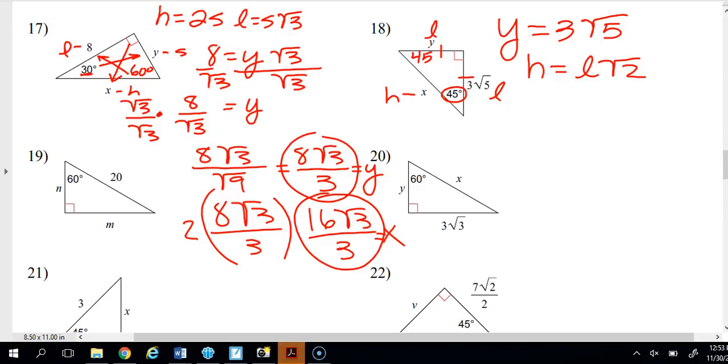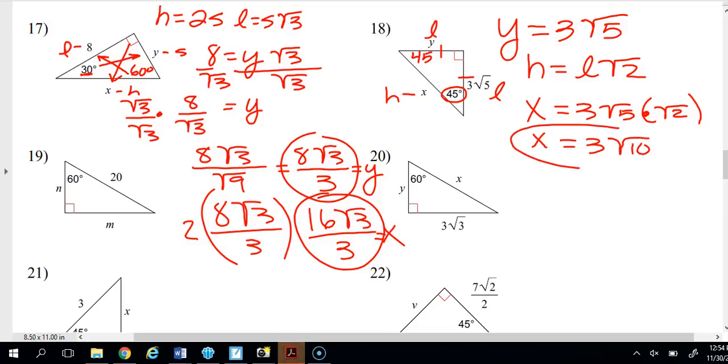As we work this problem then, we're going to solve for the hypotenuse, which is x. X is equal to the leg, which is 3 square root of 5. And we're going to multiply that times the square root of 2. So when we do that, we get x is equal to 3, and we can multiply these two things here because they're the same, square root of 10. So that is our answer for x. This was our answer for y.